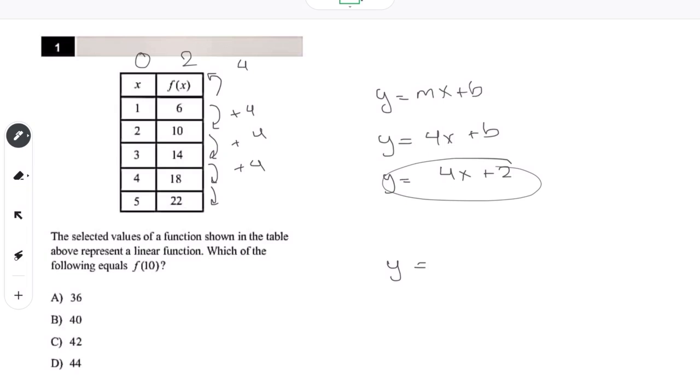So now, in order to find f of 10, we just plug in 10 for x. So we get 40 plus 2, which is 42.